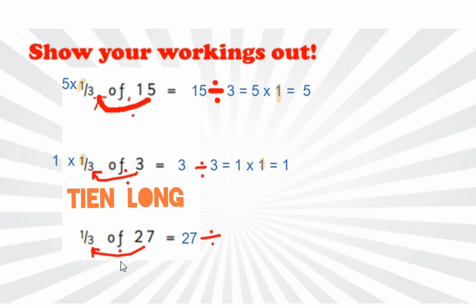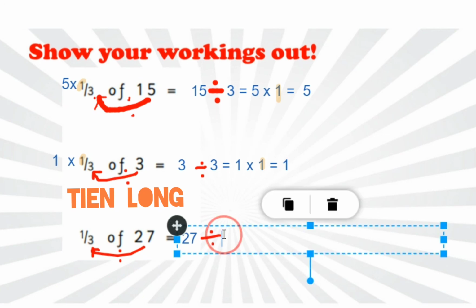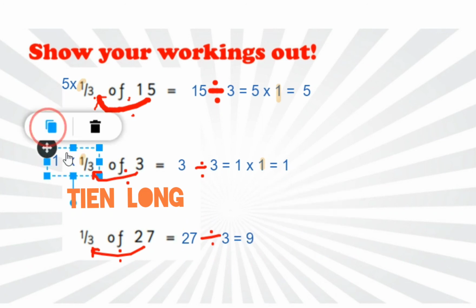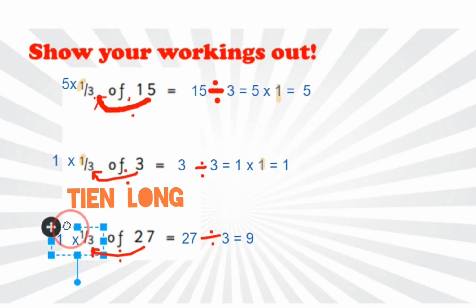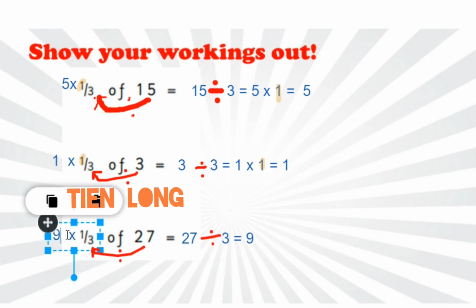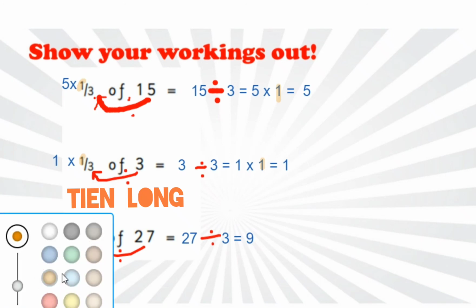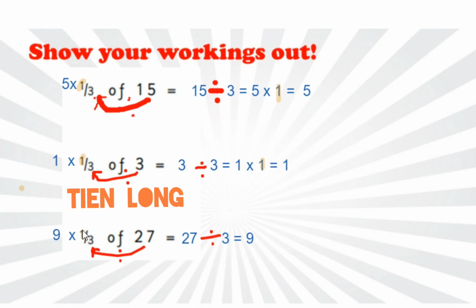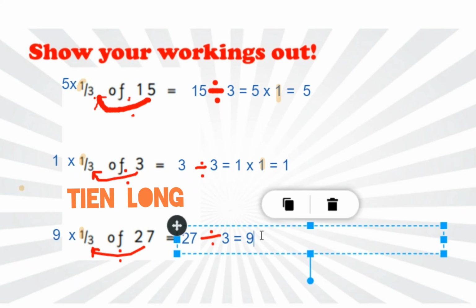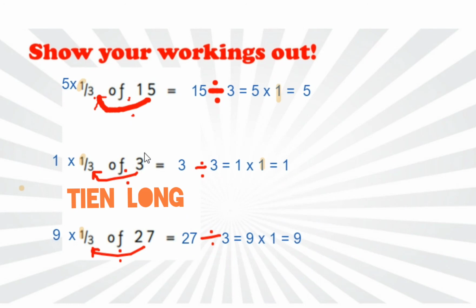Keep it nice and neat and put a division symbol there so you never forget. 27 divided by 3. What does that equal, Tian Long? 9. Well done. And we're now going to move that 9 over here. What are we going to multiply 9 by? Do you remember? The numerator. So what's 9 multiplied by 1? It's 9.